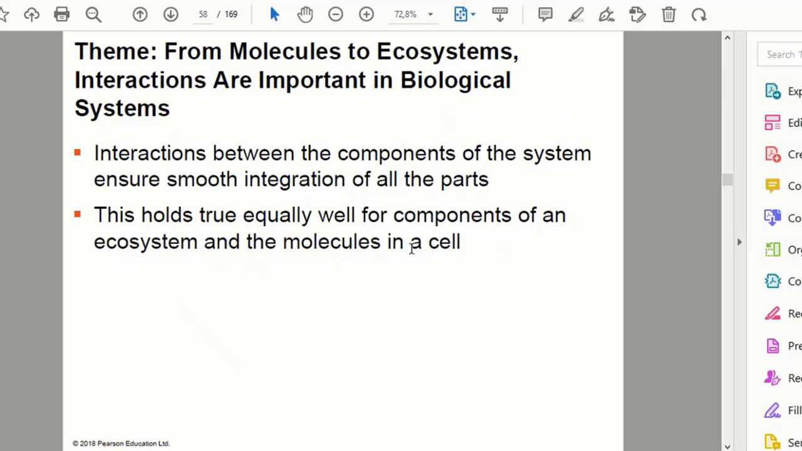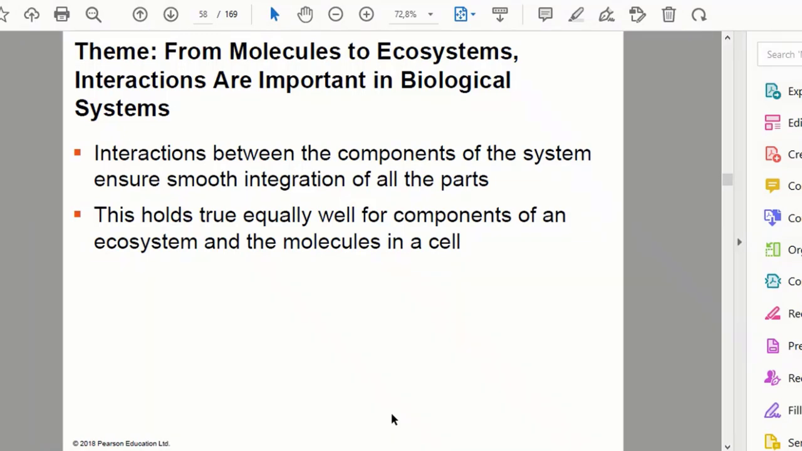So from molecules to ecosystems, interactions are important in biological systems. Interaction is like even ourselves. You will see in life, they say you need to network, you need to go to conferences, you need to meet people, so that you can have a broader view of what others are doing. Whatever field you are in, you have to interact. So interaction is also important in the system of biology.